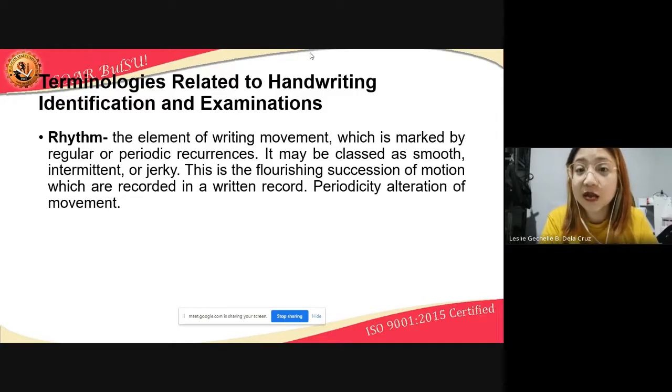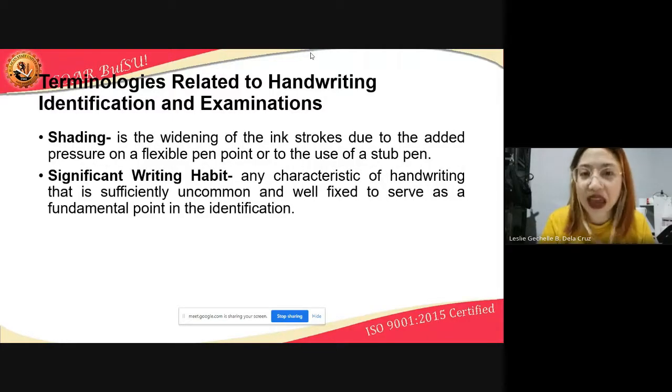It may be classed as smooth, intermittent, or jerky. So this is the flourishing succession of motion which are recorded in a written record. Periodicity, alteration of movement. Yung flow ng sulat mo, that's called your rhythm. Kaya nga kapag mukhang hindi flowy, kapag parang hindi tuloy-tuloy yung sulat, we may describe it as there is a lack of rhythm. Walang rhythm. Hindi siya swabe. Okay? Shading is the widening of the ink strokes due to the added pressure on a flexible pen point or to the use of a stub pen.